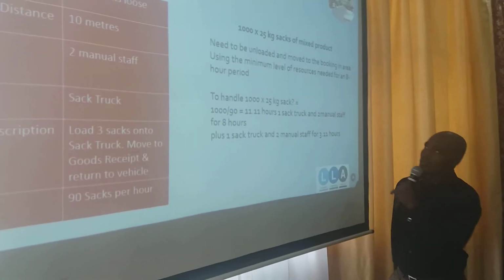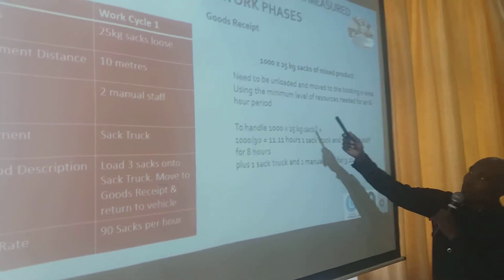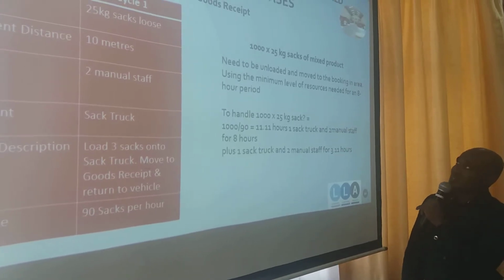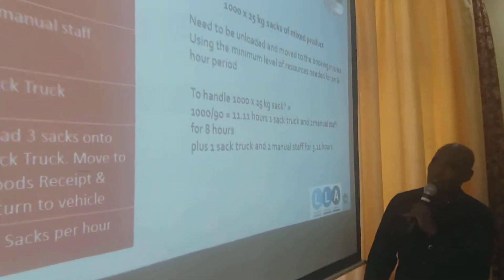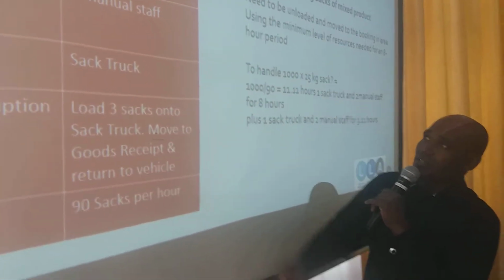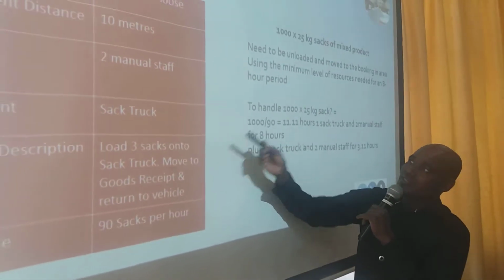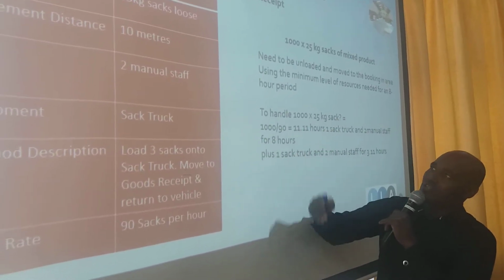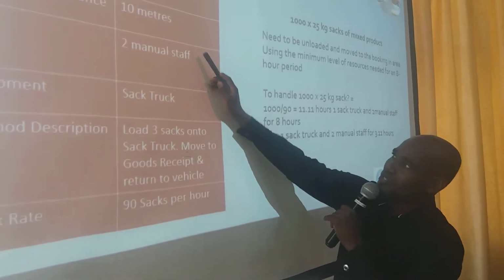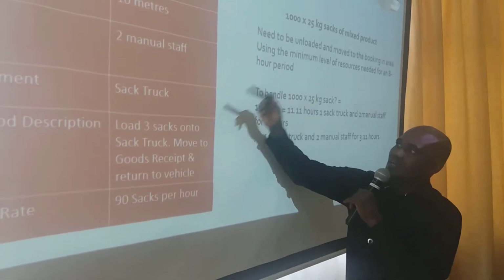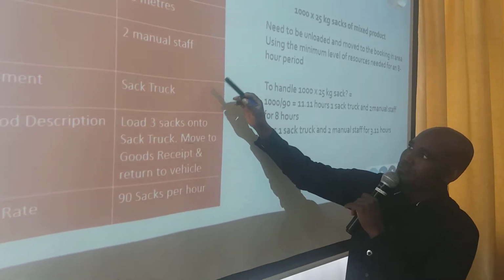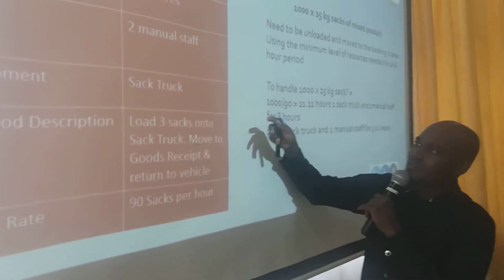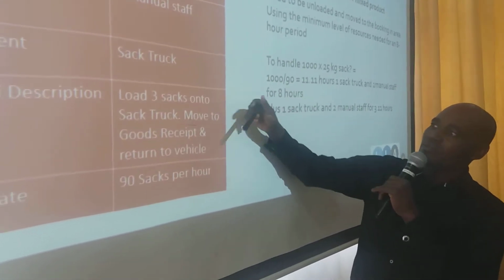I have a perfect example here. When we received goods worth 1,000 sacks, these are the resources that we had. The distance that we had to travel to move from the lorry into the warehouse was a distance of 10 meters. We had staff, 2 manual staff. The equipment at our possession that could help us a lot in this particular case was a sack truck.